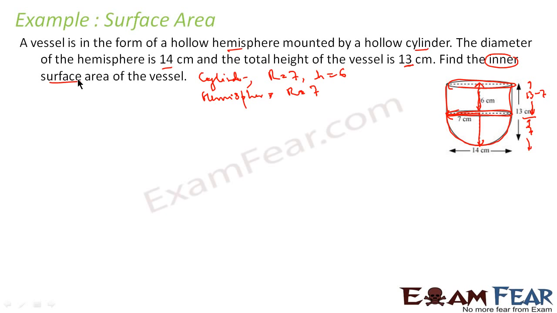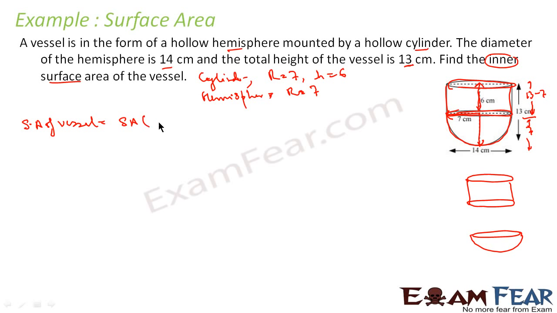As I have told, you can break this figure into a hemisphere and a cylinder. Let me break this now. If I break this, this is my cylinder and this is my hemisphere. So I can break this into two parts, correct. So I will have to find the surface area. Surface area of the vessel is nothing but surface area of hemisphere plus surface area of cylinder.